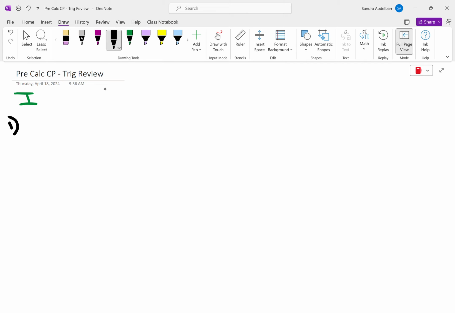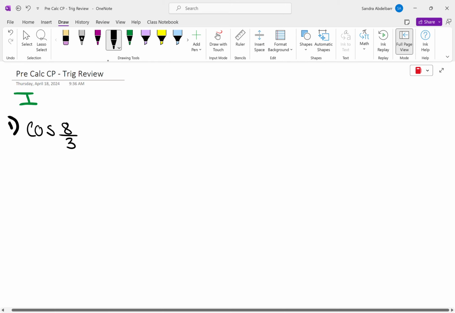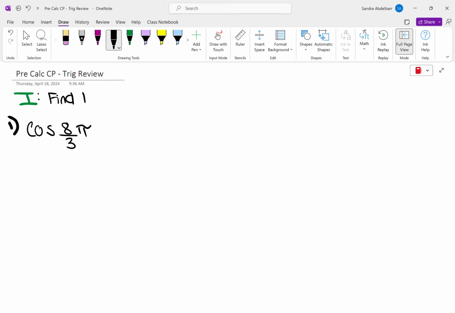So for number 1, we have the cosine of 8 over 3 pi. And for part 1, we're asking to find the value. The first thing we have to decide is if we're going to divide or not. Remember, when we divide, that means you're going more than one full revolution. How do I know? If it's more than twice the denominator. Good. If it's more than twice the denominator, that means we're going more than one full revolution.